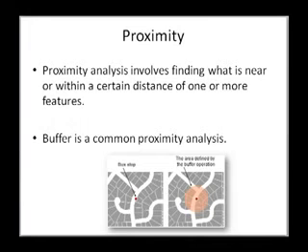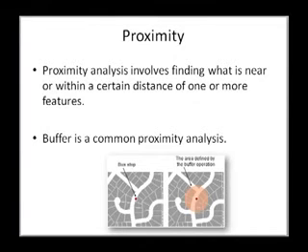Proximity analysis, or the geoprocessing tools that help you to do this kind of analysis, involves finding what is near or within a certain distance of one or more features. We saw select by location last week, where you can select features based on a distance of an object. A buffer actually creates a feature that visually shows that area. So buffers are real common proximity analysis.